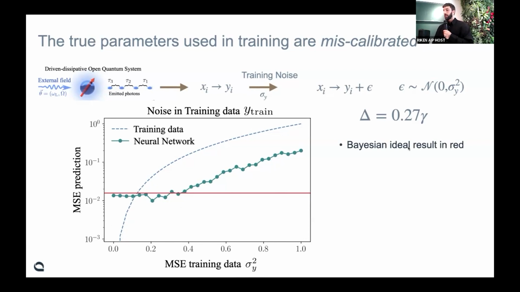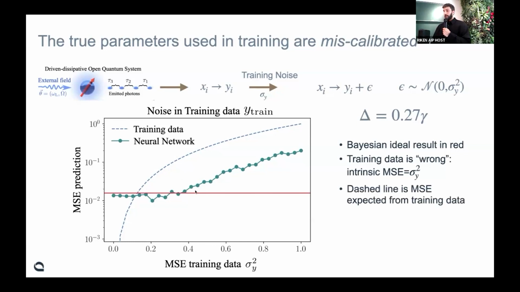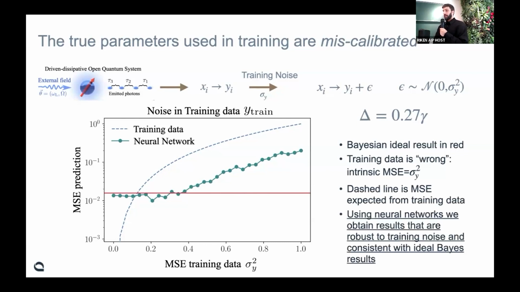The red result is the ideal result that we would get if we didn't have any noise and if we were using the full Bayesian framework. Since we know that this data is wrong, we know that there is going to be this intrinsic mean squared error in our training data. And this is what we expect with this dashed line. But the neural network is actually insensitive to this problem in the data. Again, if the variance in the training labels is not too big, let's say up to 0.4 for the variance sigma squared, we get from the neural network the same result that we would get from the ideal Bayesian framework analysis of the data. So you can see this as some robustness of the framework to the noise that is included in the training.